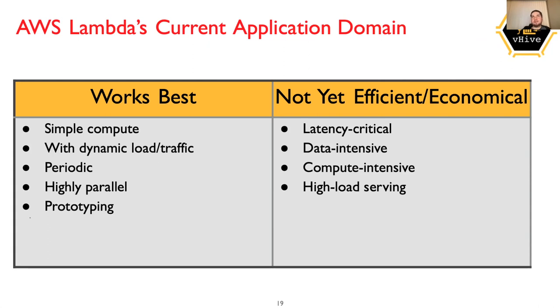Where it's not yet very efficient. So if you have latency critical workloads and you need to produce some response in 2-3 milliseconds. If you have to process a lot of data, like 50 gigabytes of data and so on, then Lambda wouldn't be an option because it has a 15 gigabyte limit on memory. If you have some compute intensive workload or high load serving, then Lambda wouldn't work in this case as well.